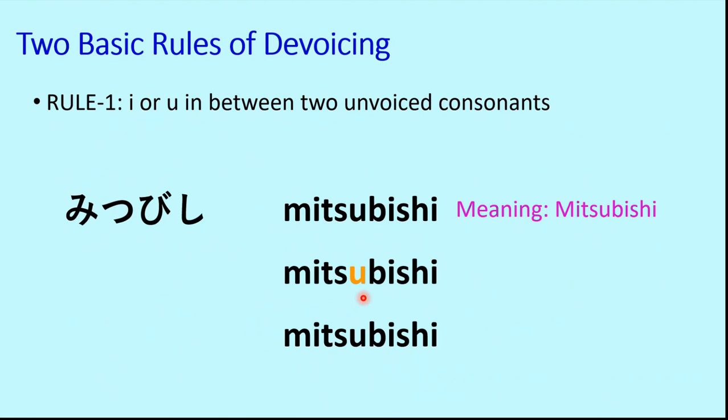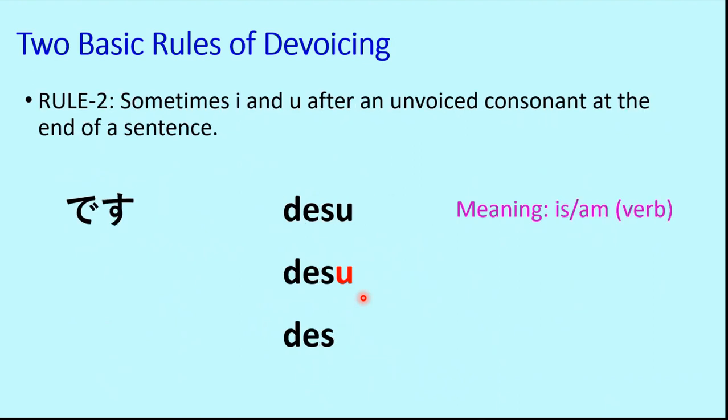It will be Mitsubishi. So friends, now we will move to rule number two. Rule number two is that sometimes e and u after an unvoiced consonant at the end of a sentence get devoiced. The most common example of this is des.